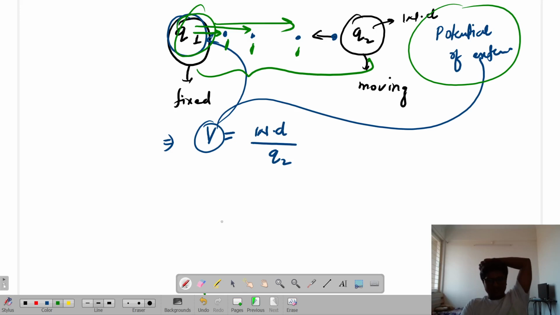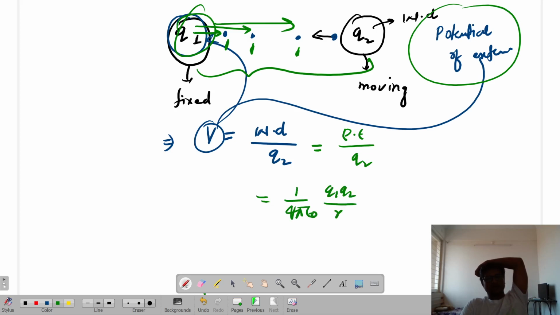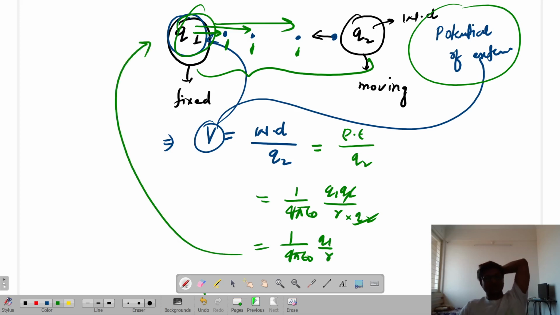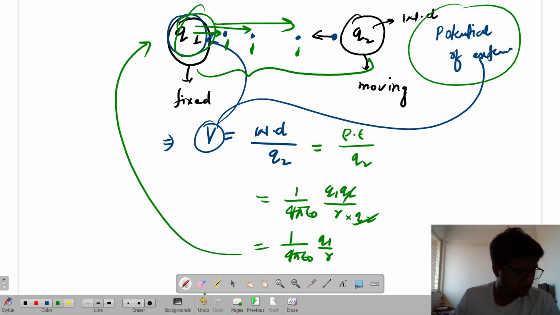Now you got it. Now work done is potential energy final divided by Q2. What is potential energy final? 1 by 4 pi epsilon naught Q1 Q2 by R, divided by Q2. So Q2 got cancelled, and 1 by 4 pi epsilon naught Q1 by R is my potential equation for the rest charge. That's why I told you that these two potentials are interrelated. Are you able to get me or not? Now you got the idea.